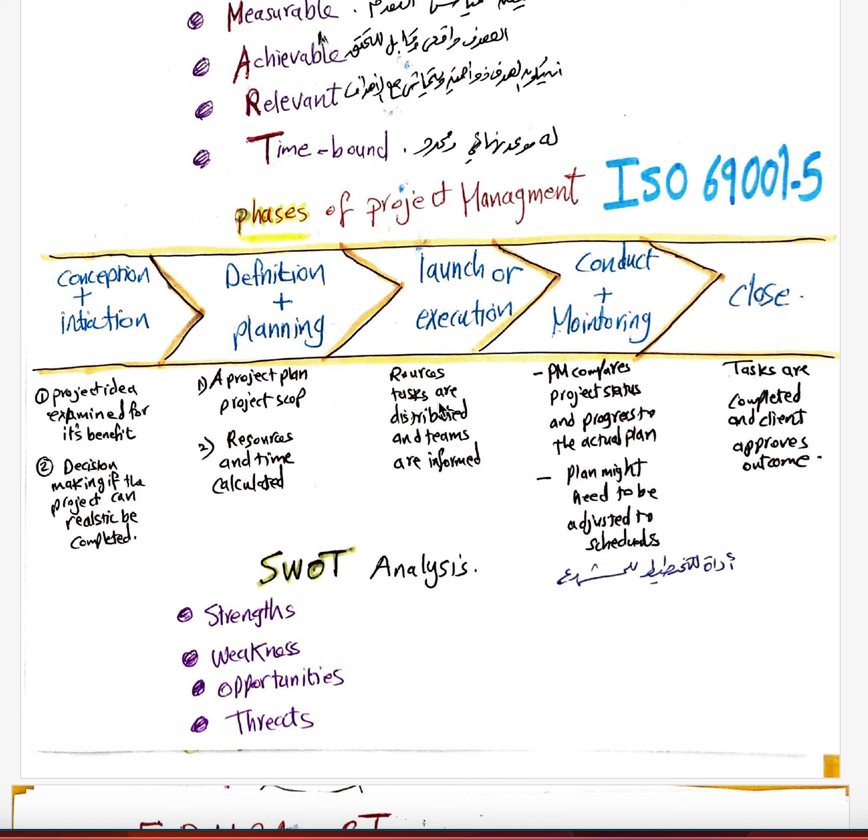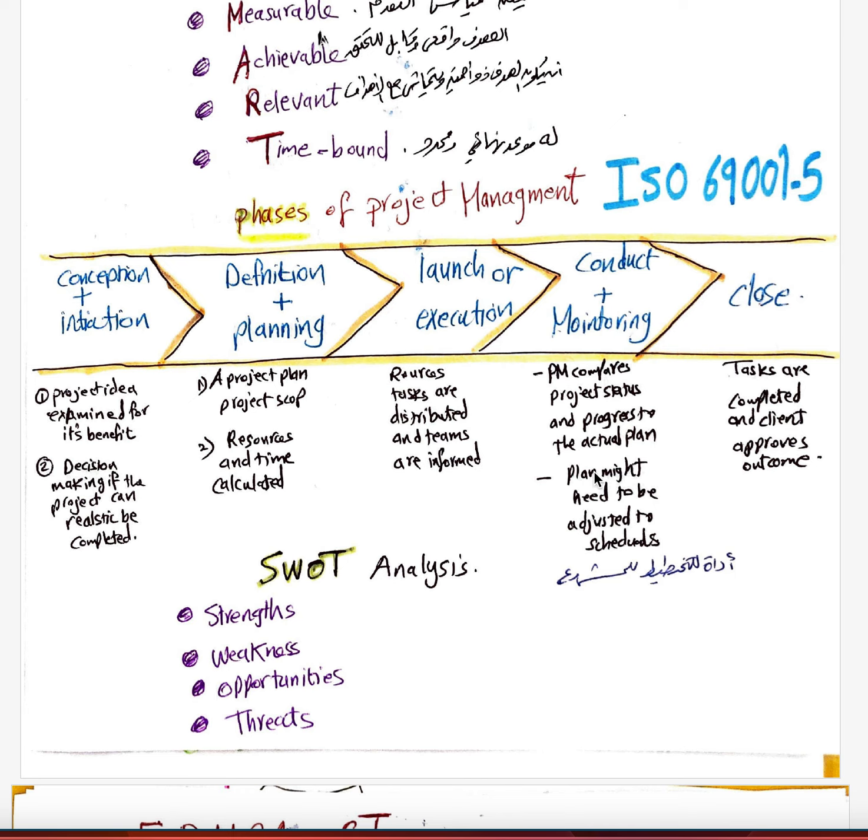And then the launch or execution, the resources, tasks are distributed and the team are informed. Launch or execution means the team, the staff, the training, everyone should know his task and what he has to do. And also the resources and this stuff should be done. Conduct and monitoring, the PM compares, that means the project management compares the project status and the progress, the actual plan might need to be adjusted to the schedules.